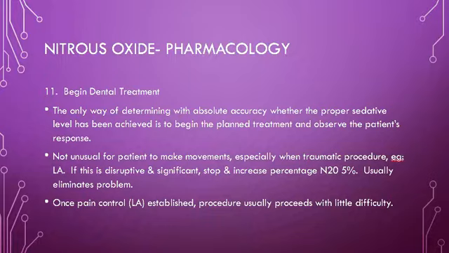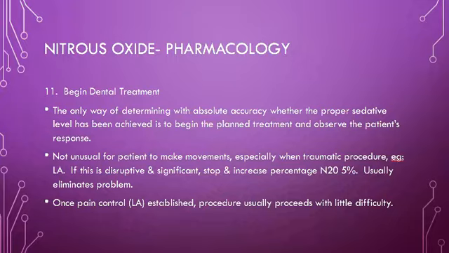If there is disruptive behavior occurring, you want to stop and increase the percentage of nitrous oxide by about 5%. Remember that those are the increments that we need to increase and decrease, and it usually helps to eliminate the problem. If after the first 5% increase it's not going away, do not keep increasing it higher and higher and higher. You need to stop and reevaluate, and ask the patient if the nitrous oxide is actually helping.